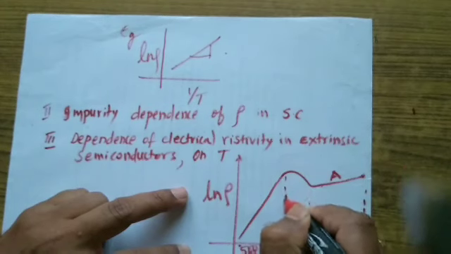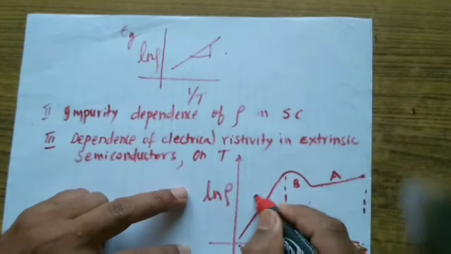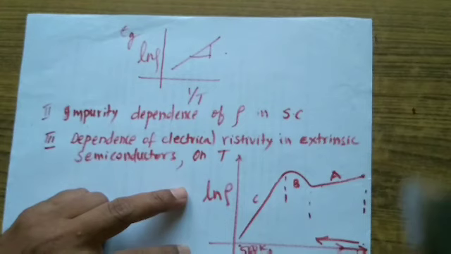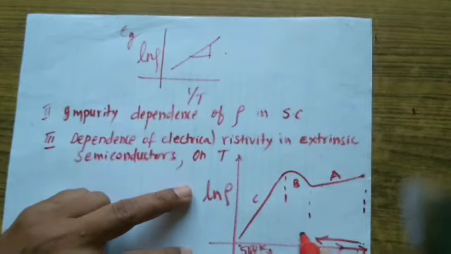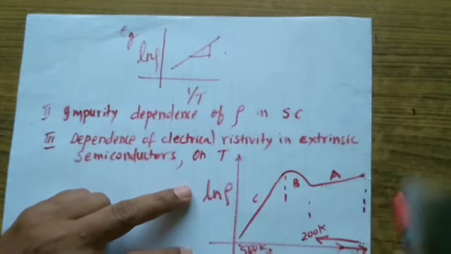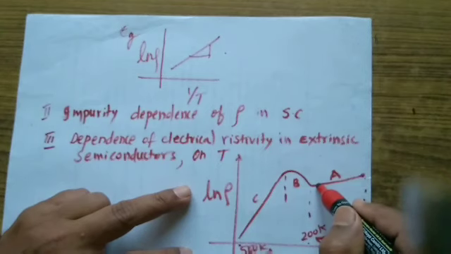This region can be taken as part B, and this is the part C. Here, from for example 20 or 30 degree Kelvin to some high temperature, let us say 200 degree Kelvin typically, when we increase the temperature from such very low temperature, even from 0 degree Kelvin, if you raise the temperature to 200 degree Kelvin, resistivity decreases.